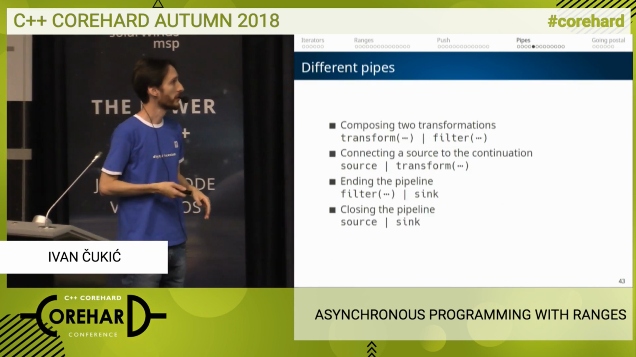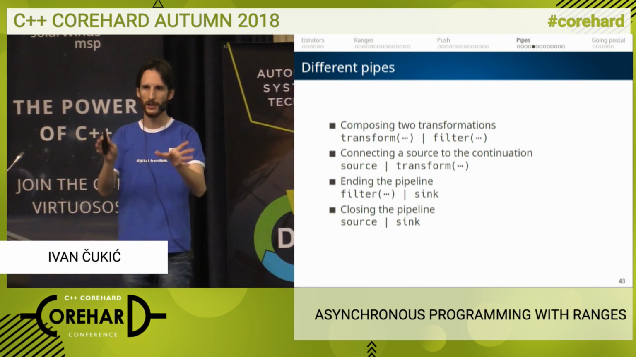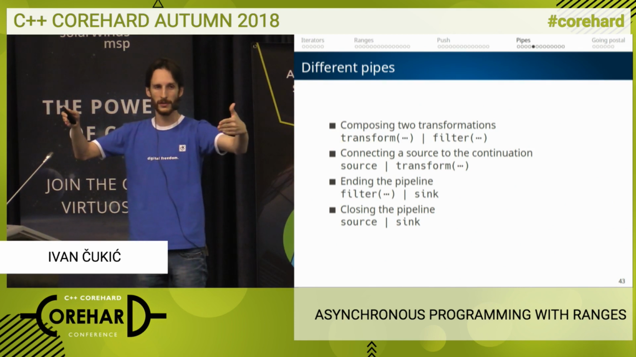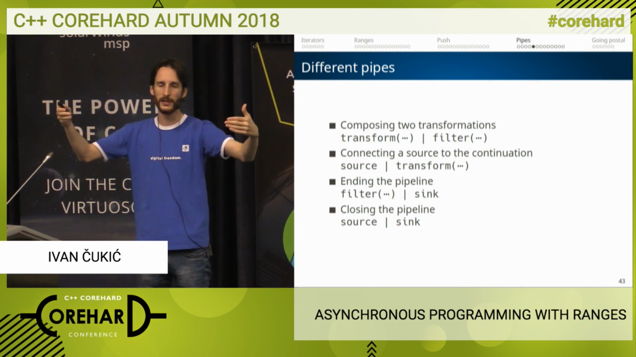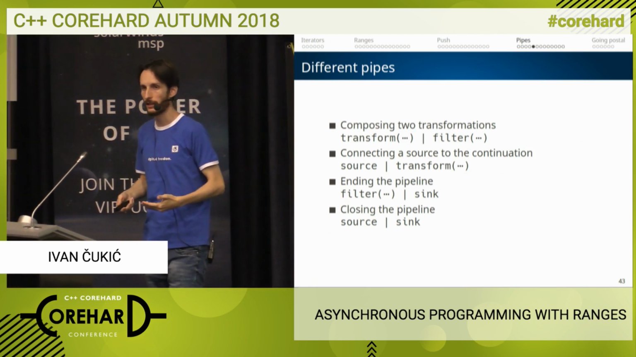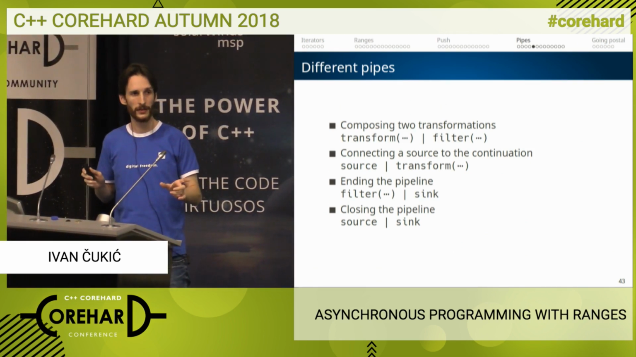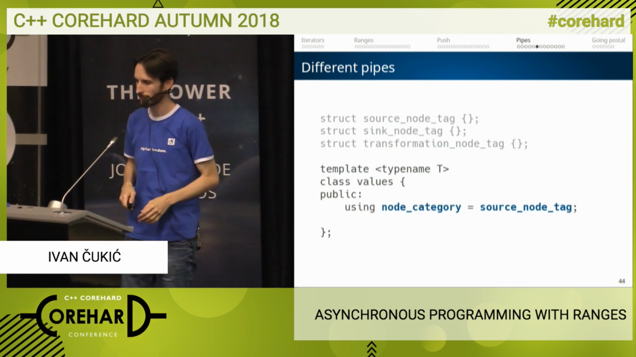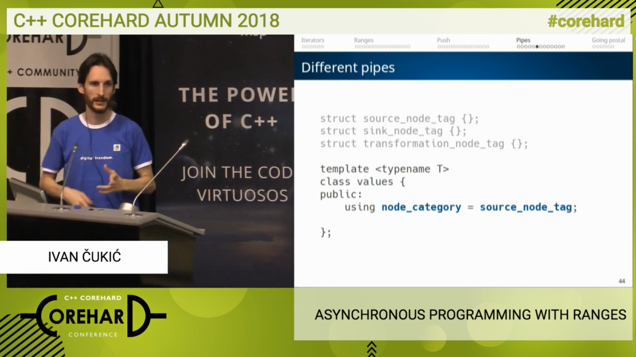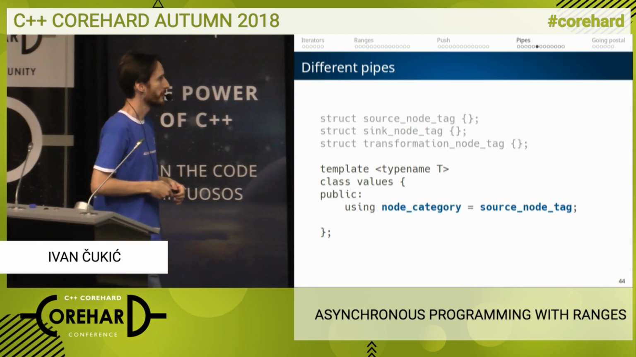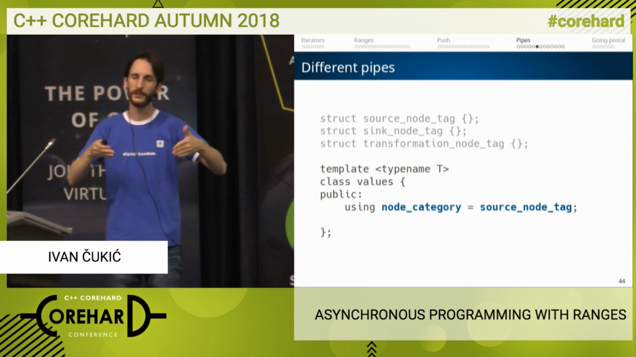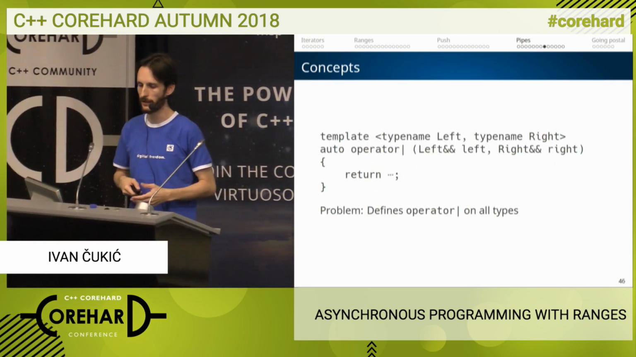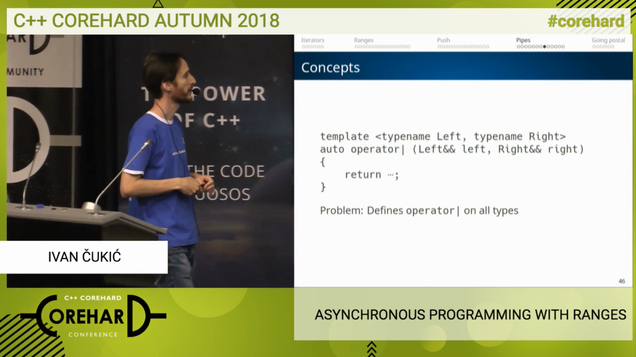So we have a few cases. If we have two transformations chained, it's still just an expression. If we have a source and transform a source, it's just an expression that represents a new source, right? And the same for sink. The only time when we actually evaluate anything is when you connect both some source and some sink. And this is done with some type tagging. We can create for all of our push iterators a category. So for example, a source node tag, transformation node tag, and sink doesn't even need to have a tag.